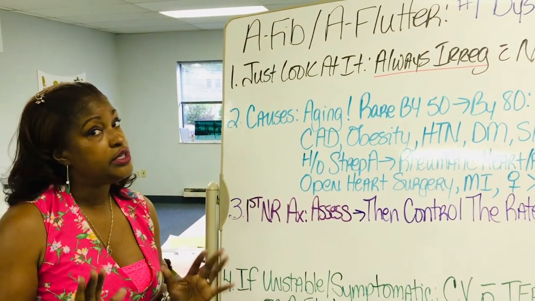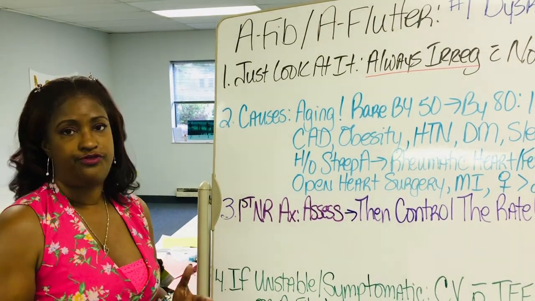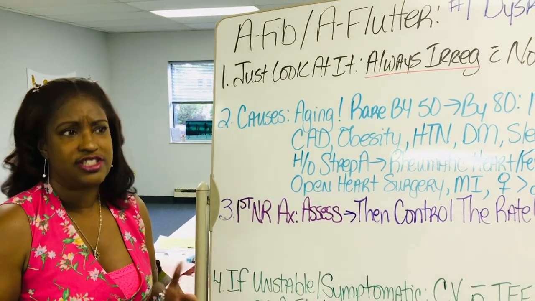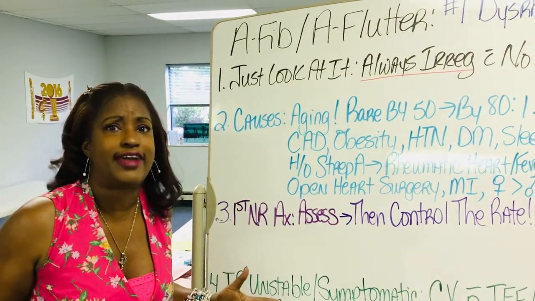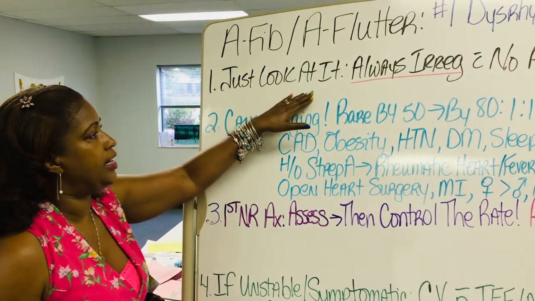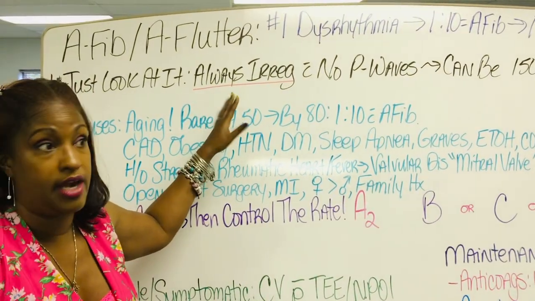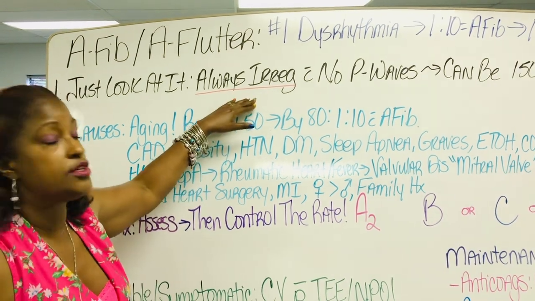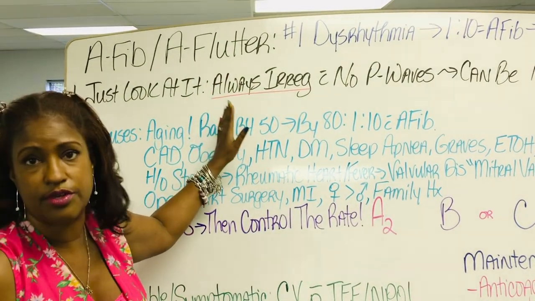Now, you know what we tell you. We tell you, and we're going to show you, that all you have to do with A-Fib is look at it. Just freaking look at it. That's our famous theme of EKGs. Just freaking look at it. So if you look at it, it's always irregular. Oh, that's going to help tremendously on any test you take. It's always irregular. I put my name on it. I swear on the Bible, it's always irregular.